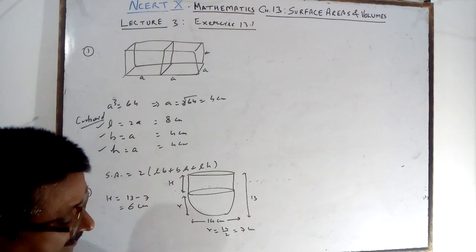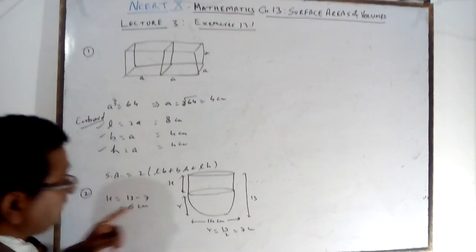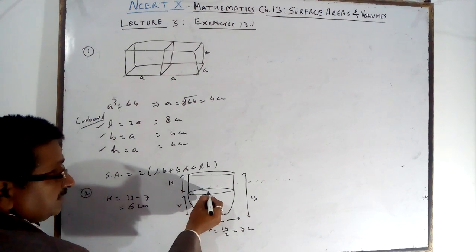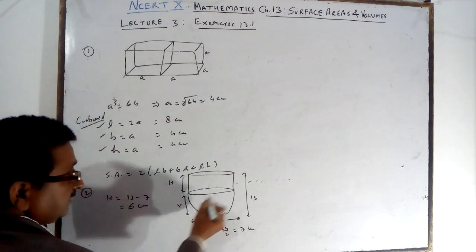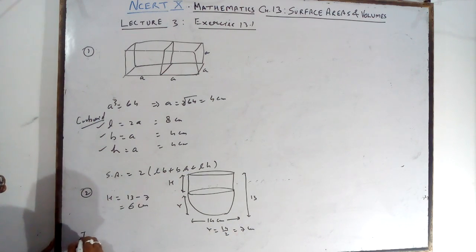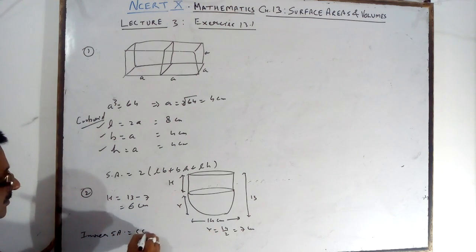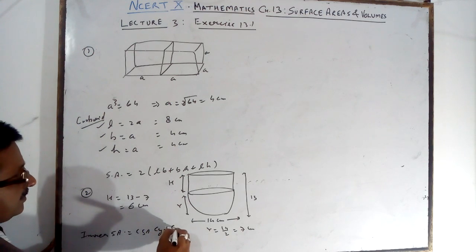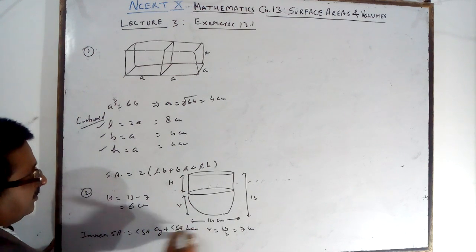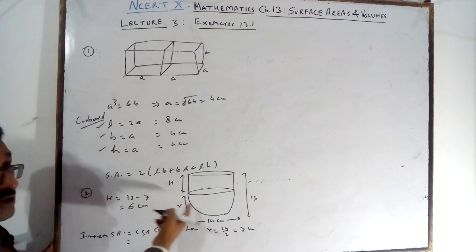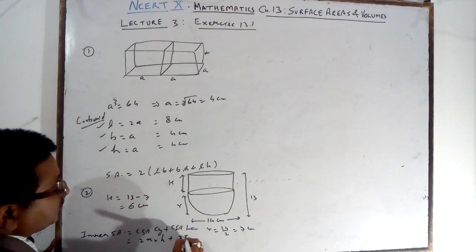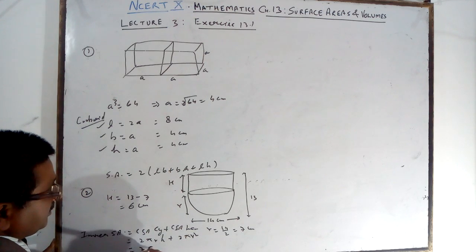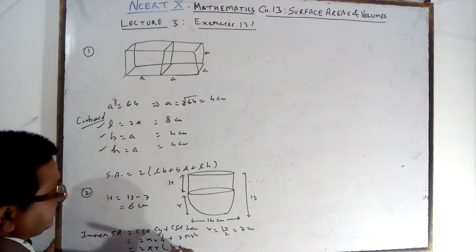Find the interior surface area of the vessel. Interior means it is open, this portion is hollow. So the inner surface area is equal to CSA of cylinder plus CSA of hemisphere. Both have the same radius because it is surmounted. So CSA is 2 pi r h plus 2 pi r square. 2 pi r is common. What will you write? h plus r.